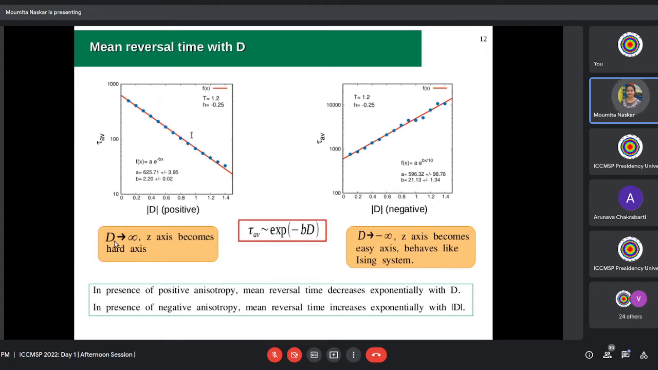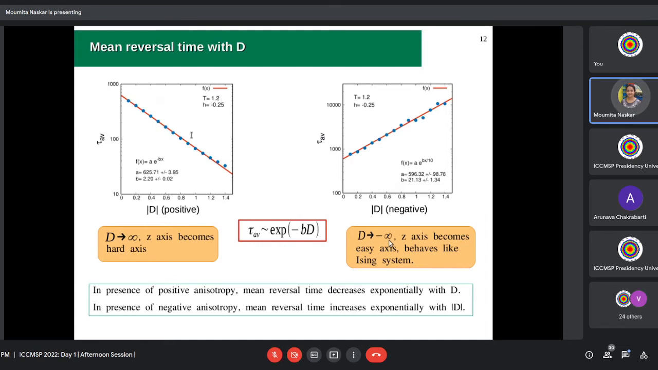In the large limit of positive anisotropy, the z-axis becomes the hard axis, and so the spins try to align along a different direction perpendicular to the z-axis, and in that case, it is much easier to flip such a spin from 1 to 0 state, and that is why the energy barrier decreases and also the metastable lifetime decreases with D.